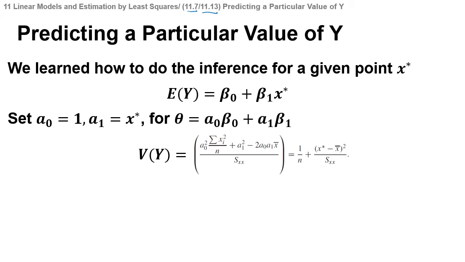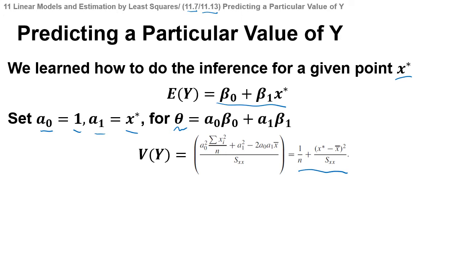So far we learned how to do the inference for a given point x star. In this case, for a given point x star, the expected value of y is something like this, and we can set a0 equal to 1 and a1 equal to x star, and put it in our theta, which is a linear combination of beta 0 and beta 1, and we derive the variance of y is this one.